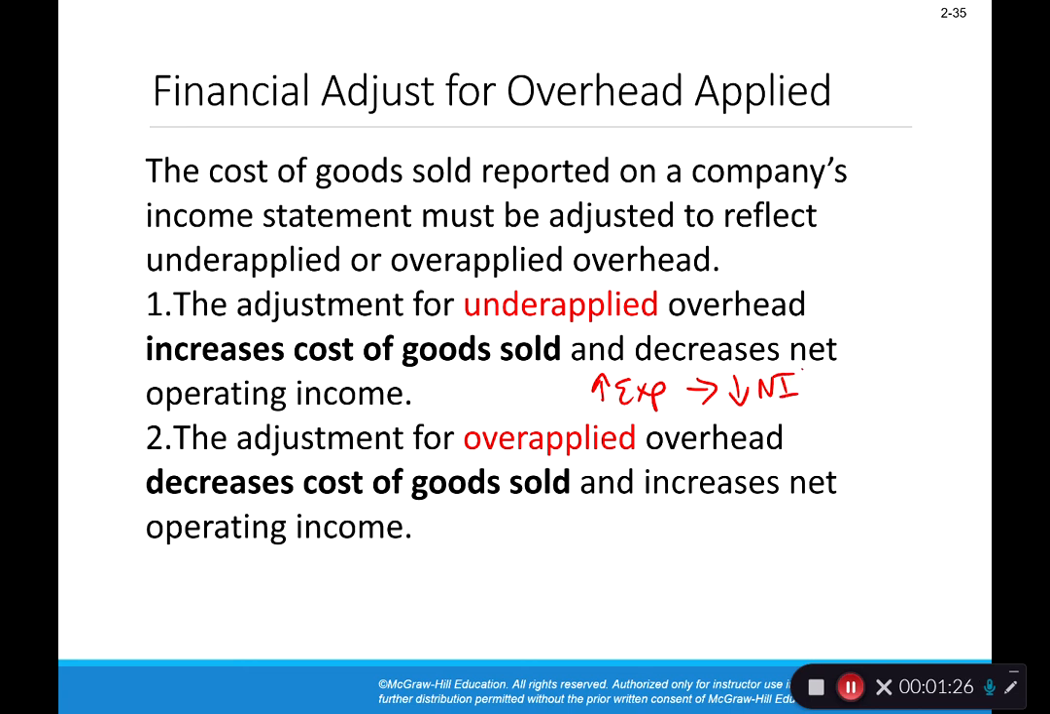And then the adjustment for over-applied overhead, that means we applied too much. So to fix it, we got to back off some expense, thus decreasing it, which in turn makes our net income pop up at the end of the period.